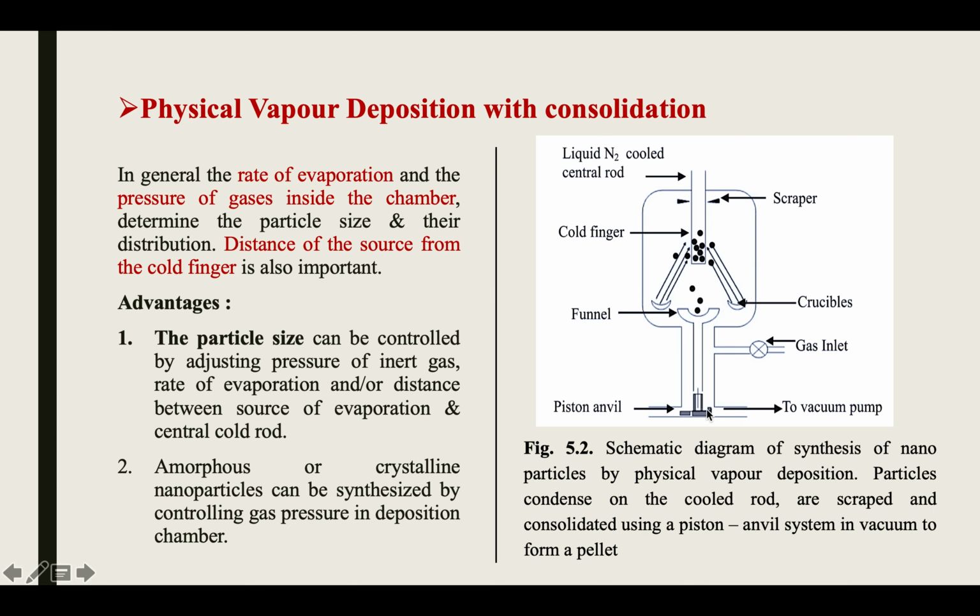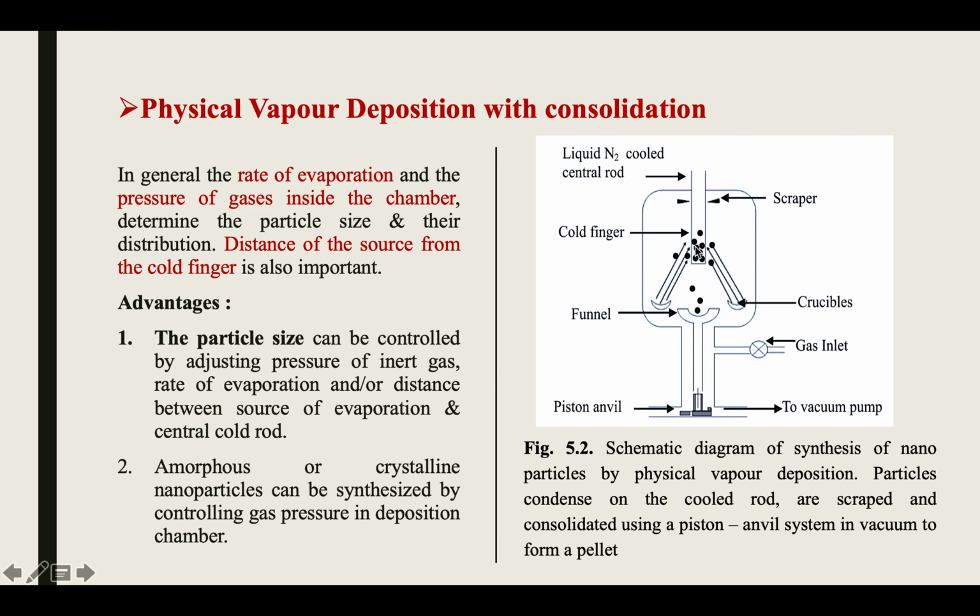So this is the piston and wheel. The use of this is just to adjust the distance between your funnel and the cold finger. This distance you can control using this piston. This is the funnel where your material will get evaporated or heated up, so based on this temperature you can decide your rate of evaporation. On the side there will be a crucible, which is used to evaporate the nanomaterial in uniform form.